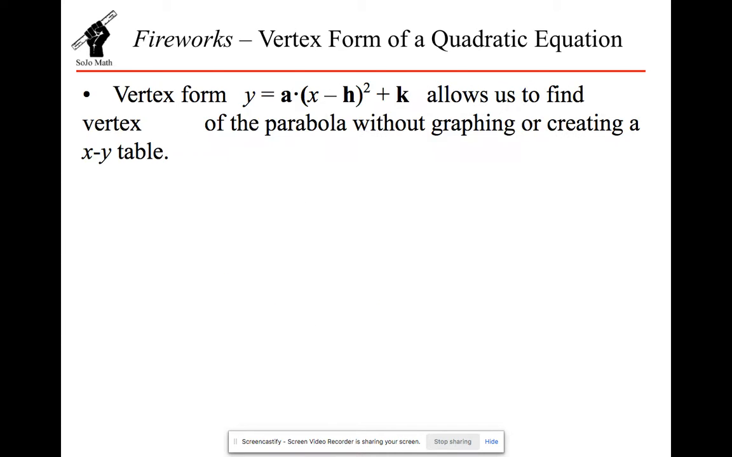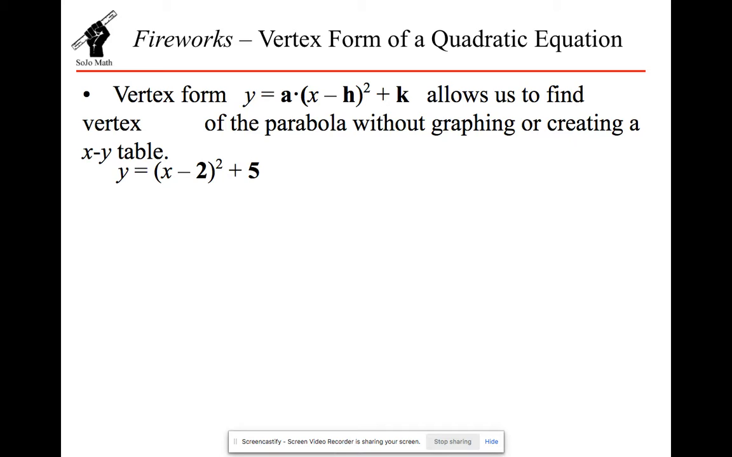Let's keep going on this. The vertex form of y equals a times (x minus h) squared plus k allows us to find the vertex of the parabola without graphing or creating an xy table. It's actually very fast, and it makes our lives 10 times easier, so we don't have to create those tables and find our coordinates and things like that. Let's say we're looking at an equation like this: y equals (x minus 2) squared plus 5.